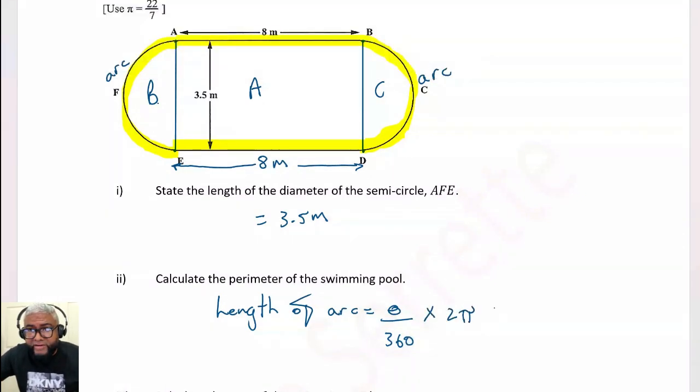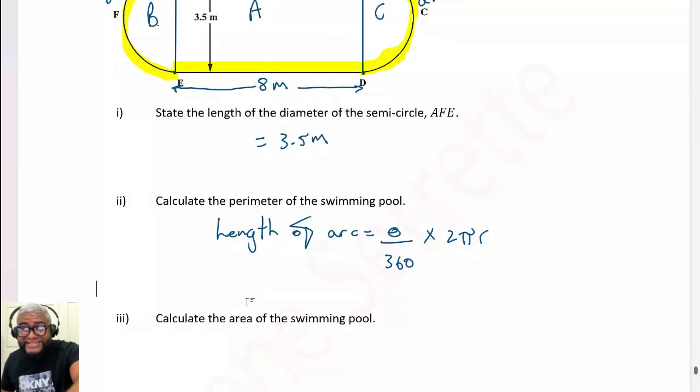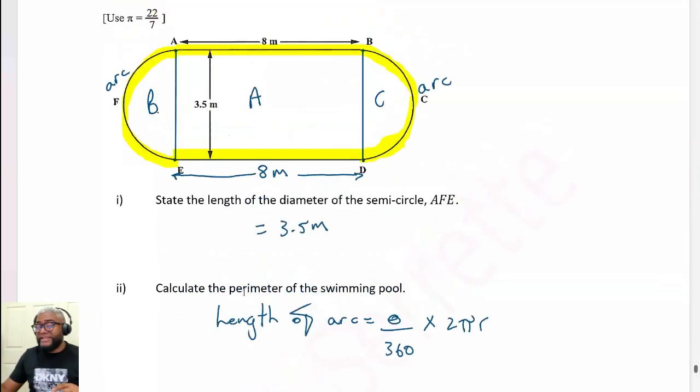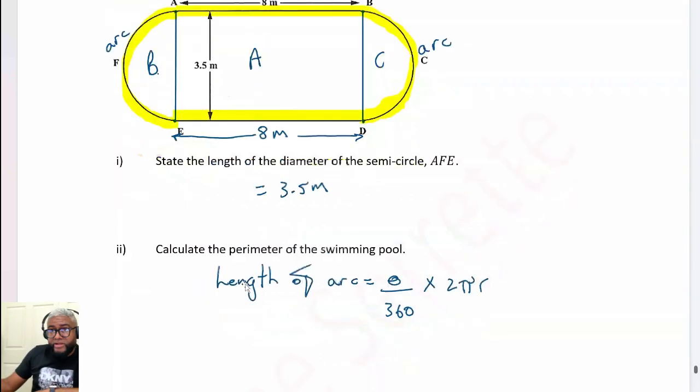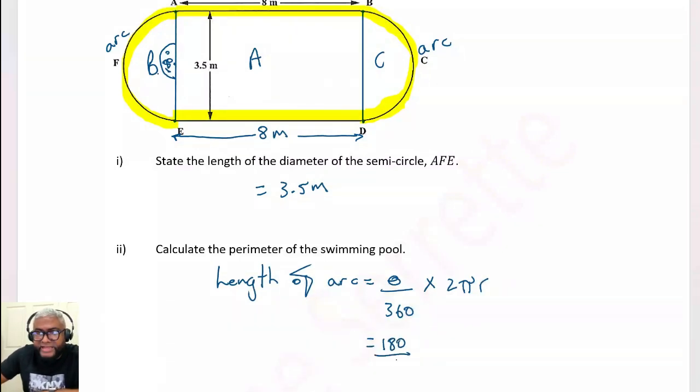We go in theta over 360 multiplied by 2 pi r. So what is the theta in this semicircle here, which is actually a sector? How many degrees do we have in a semicircle? 180 degrees. So it'll be 180 over 360. A semicircle is simply half of 2 pi.